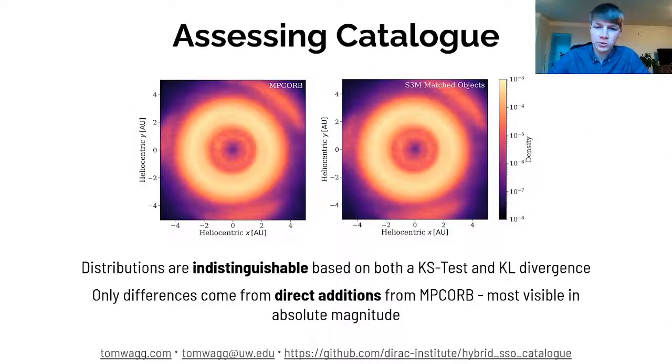We can look at this in a different way. This is a density distribution looking down on the solar system in terms of x and y. On the left, you've got the real detections from MPC Orb. On the right, we've got the objects that we picked to swap out. You can see, well, spot the difference with the image. They are pretty much indistinguishable. And so we did a good job. The hybrid catalog is reproducing these distributions.